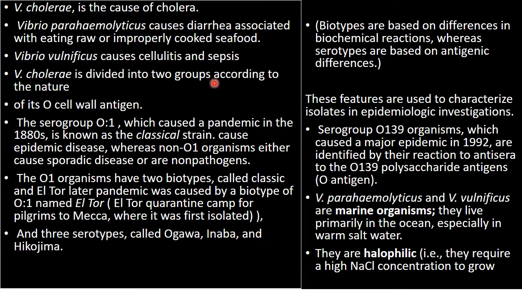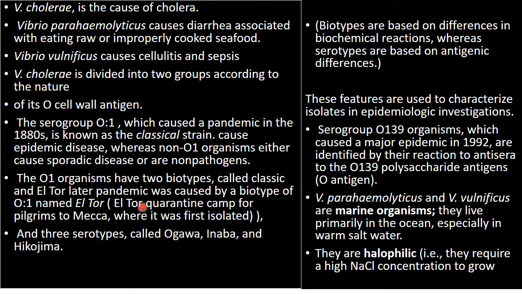They are divided into different groups, especially two groups, on the basis of the O antigen. The O antigen is a cell wall antigen. The serogroup O1, which caused a pandemic in the 1880s, is known as the classical strain that caused epidemic disease, whereas non-O1 organisms either cause sporadic disease or are non-pathogens. Sporadic disease means rare cases of disease. The O1 organisms have two biotypes called classical and El Tor.